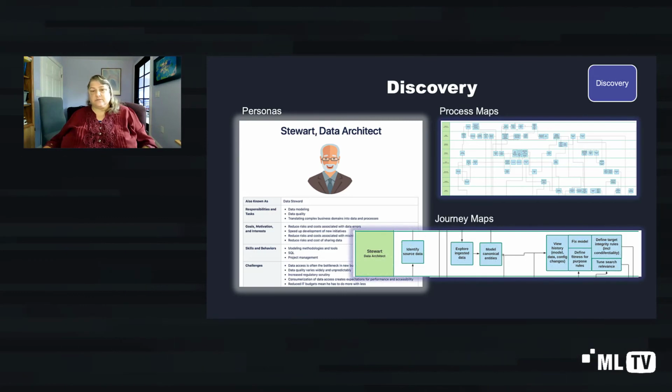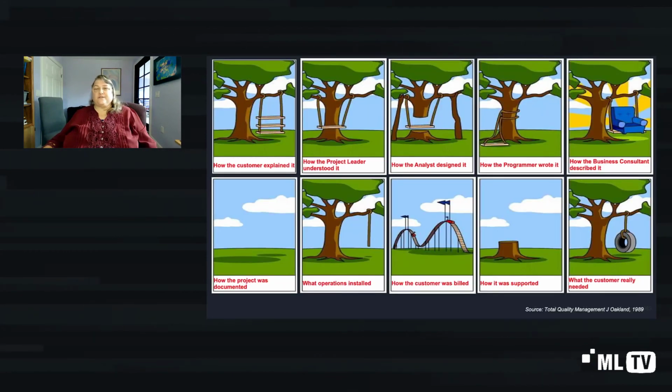And this is a blow-up of part of Stuart's. So you can see what it is Stuart does and what flows together. And this is important because it drives the user experience design. And it drives the requirements. What does Stuart need?